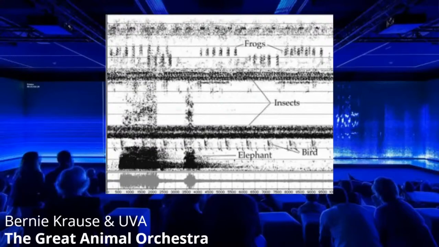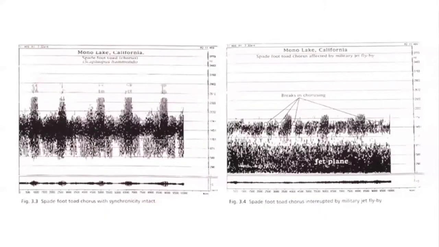So it helps also for communication between animals if you've agreed, or maybe evolved over time, to really only focus on this one narrow band within the frequency spectrum. It also is important to understand how humans are influencing these natural sounds and how our own sounds are creating issues with this. So in Mono Lake in California, you have on the left the spade-toed chorus.